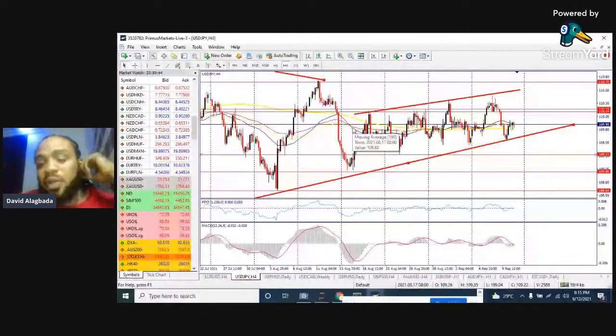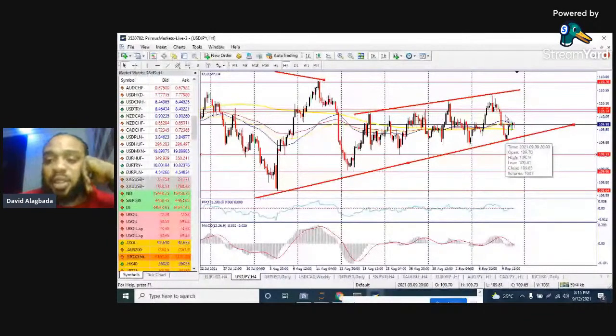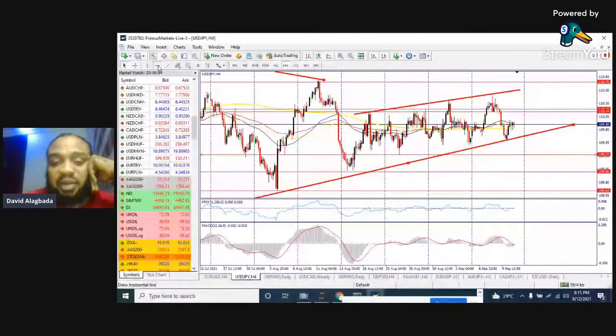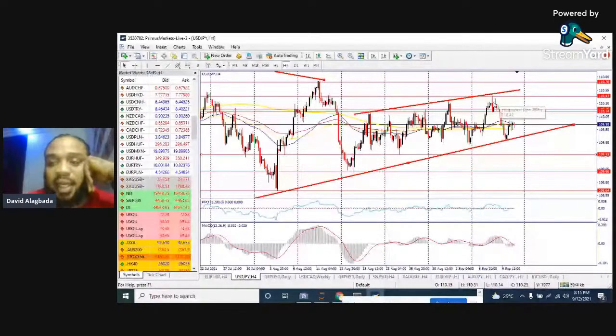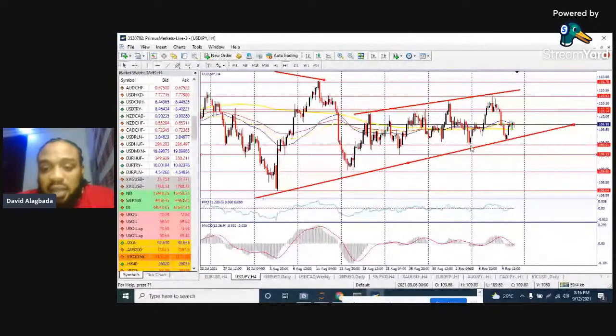Now, in terms of what the potential resistances or supports can be, last week price created a new resistance around here, which adds to what we can be looking at. We're looking at 110.43 here. And price also in the week created a new near-term level here, almost at the start of the week, which is around 109.51.